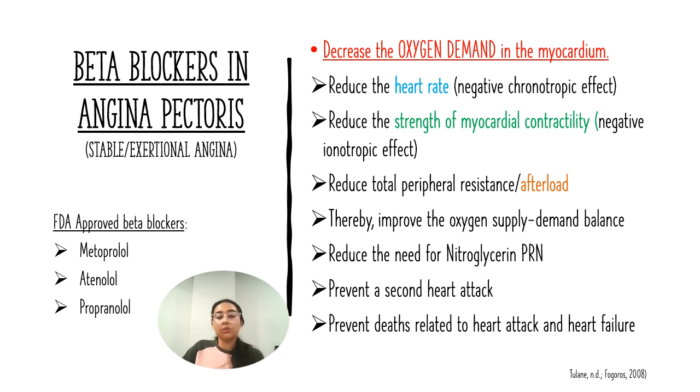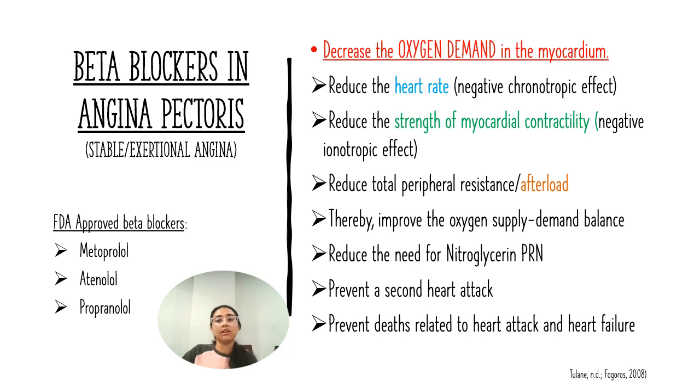Stable or exertional angina is the only angina that we use beta blockers in. So how the beta blockers work in stable angina is they decrease the oxygen demand in the myocardium. What causes angina is that the oxygen supply-demand is imbalanced: the supply is less while the demand is more. That causes anginal pain. So what beta blockers do is decrease the oxygen demand in the myocardium.